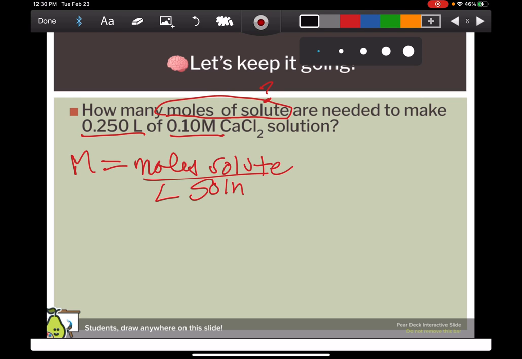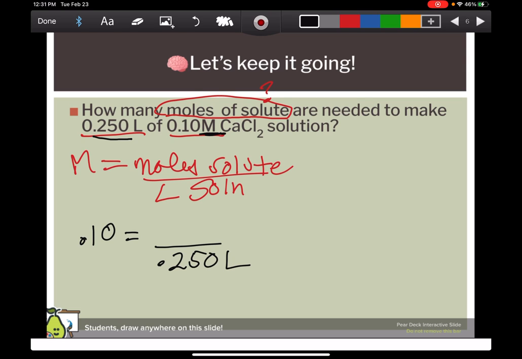Okay, I'm going to go ahead and show you how now. So how many moles of solute? So guess what? I have M, and M is the big M. So I'm going to substitute or plug in the 0.1 M for the M. And I'm going to substitute or plug in the 0.250 into the liters because those are given. See what I don't have this time? I don't have the top, the moles.